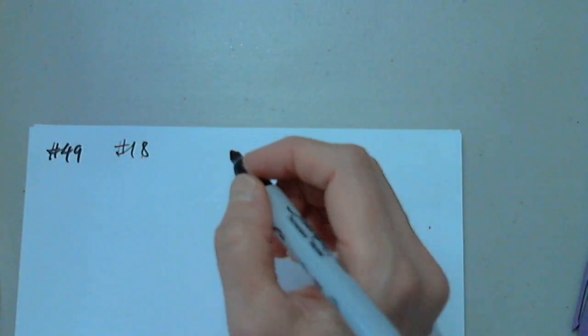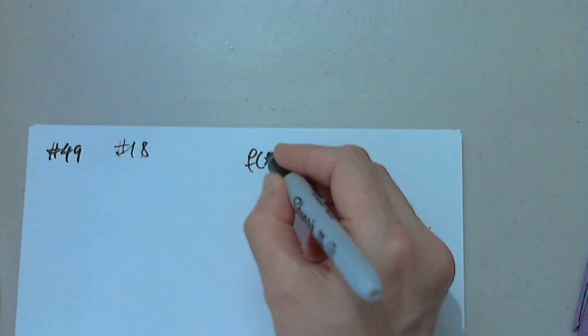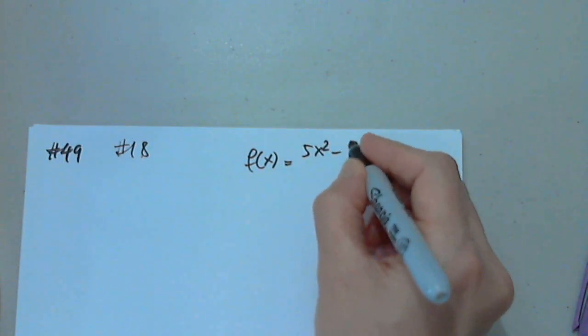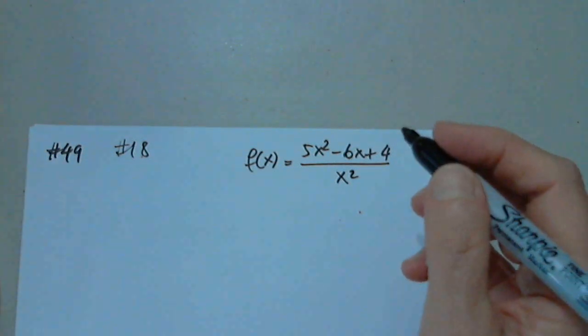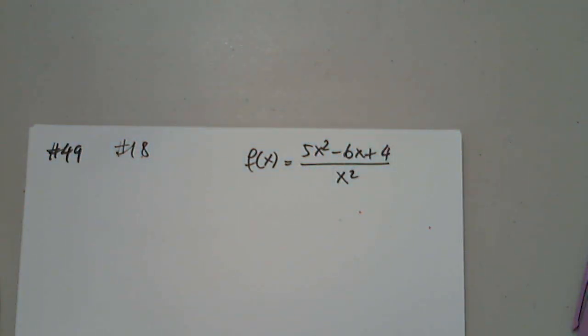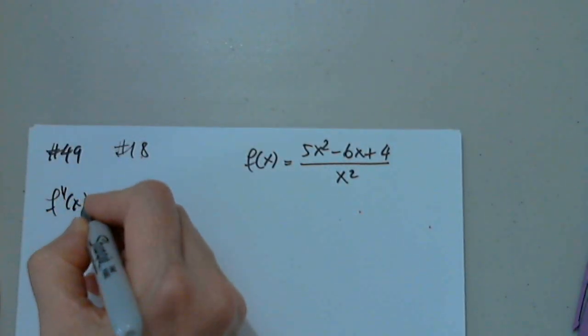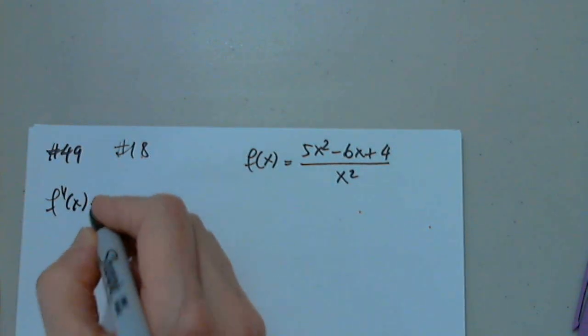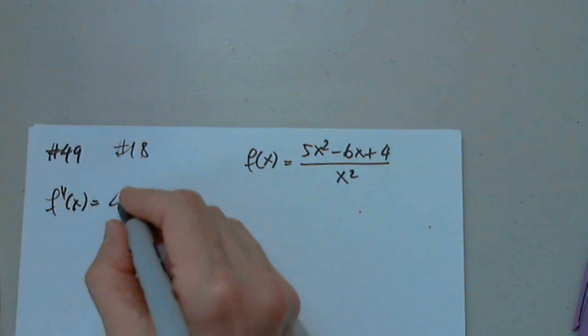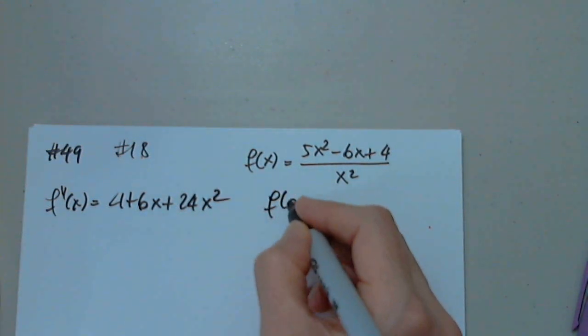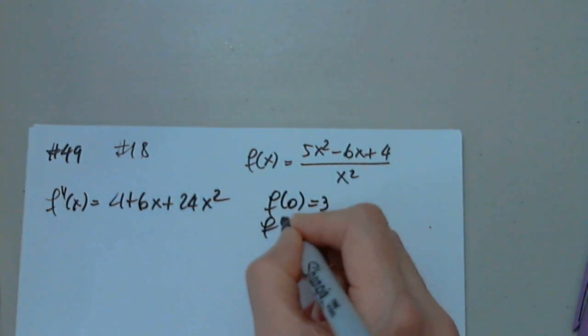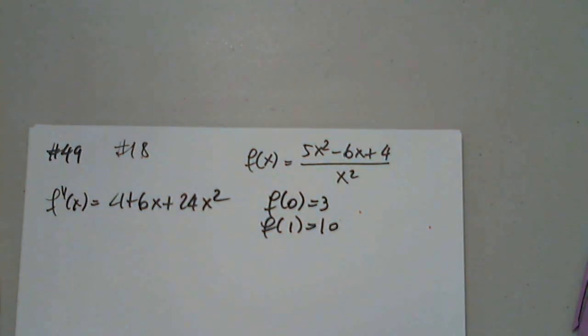Let me copy both. So f of x equals 5x squared minus 6x plus 4 over x squared. Of course, x has to be greater than 0 because it cannot be 0. And the 49 that I picked, where is 49? We have the second derivative equals 4 plus 6x plus 24x squared. f of 0 is 3, and f of 1 is 10.